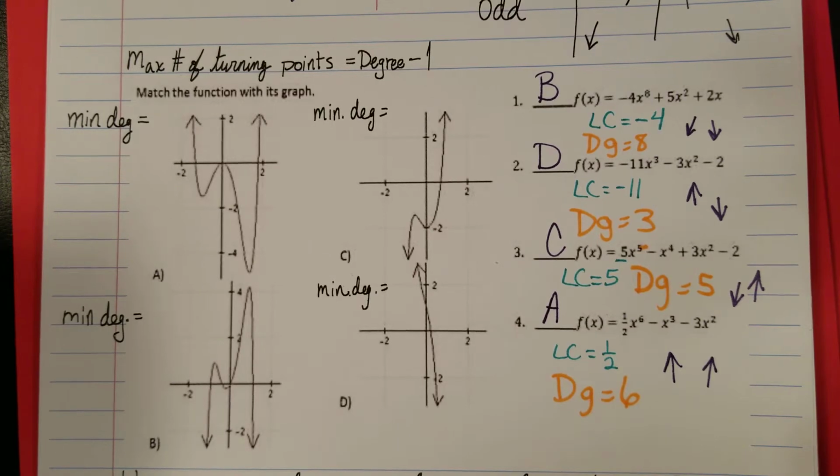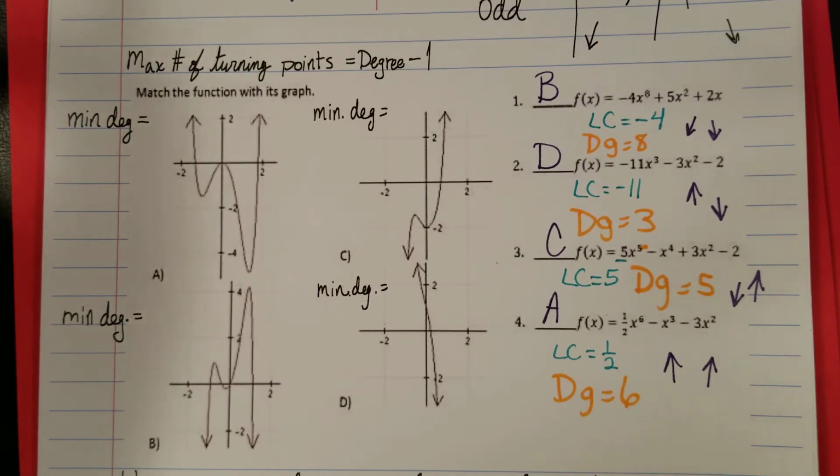Okie dokie. So let's look at some other information that we can find from these graphs. Okay, so the maximum number of turning points is equal to the degree minus 1.